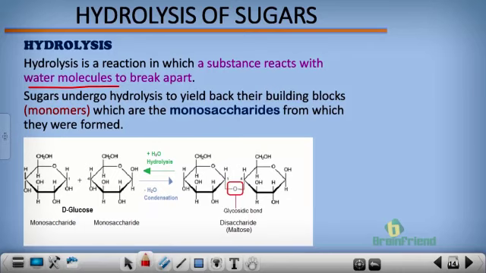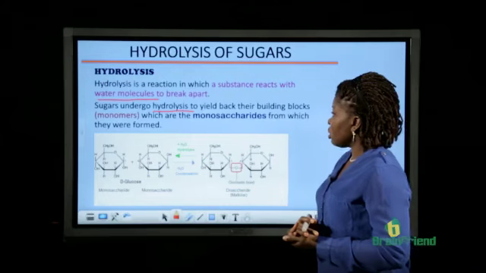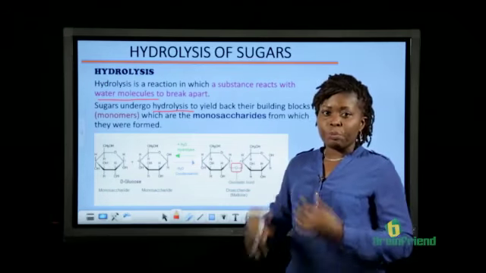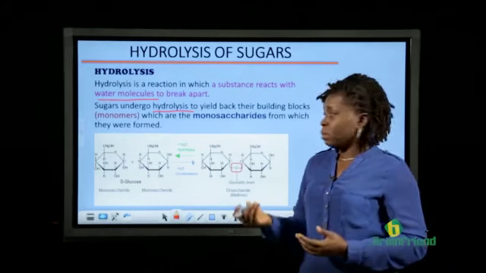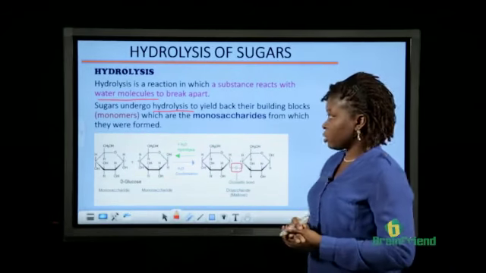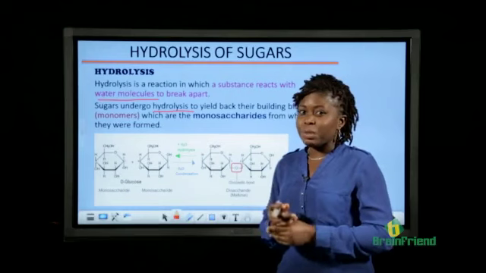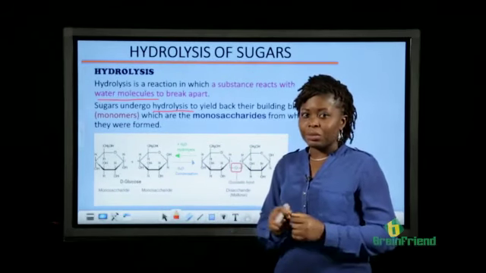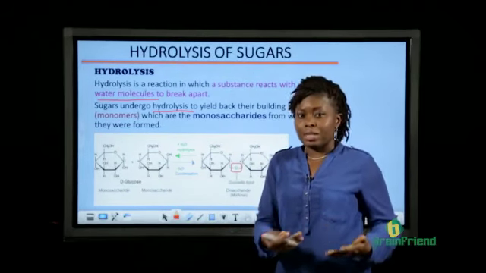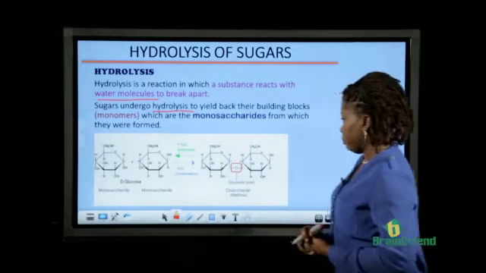Now, sugars undergo hydrolysis to yield back their building blocks. Sugars, whether monosaccharides, disaccharides, or polysaccharides, all undergo what's called hydrolysis. And they do this in order to be broken down into their monomers or building blocks. Remember from our previous class, we also said that monosaccharides are the building blocks of carbohydrates. So it means that these sugars are being broken down into the individual monosaccharides that formed them.